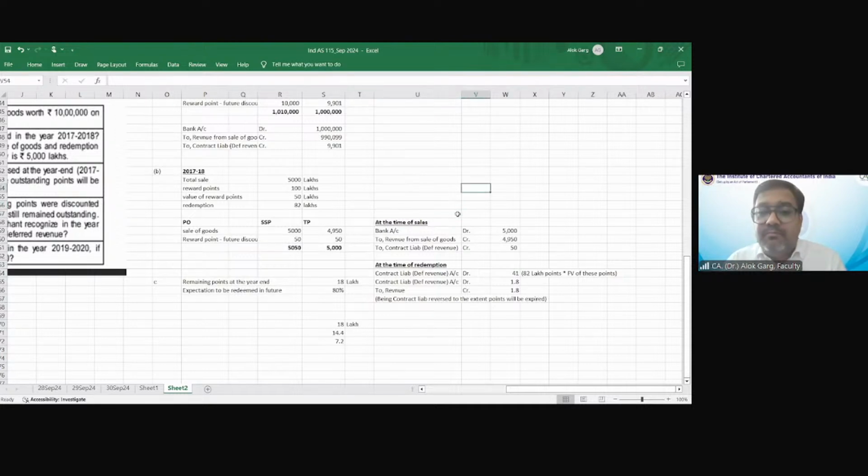The numbers that I am getting are different from the numbers that the answer suggests. And what is the difference? Is the difference in hundreds or thousands, or is it huge? It's huge, close to a lakh, sir. Close to a lakh. So let me look at the question. Illustration 39. Okay.